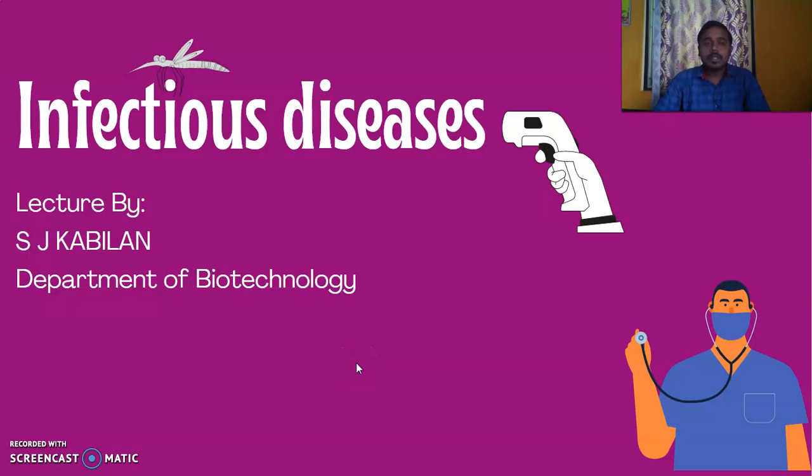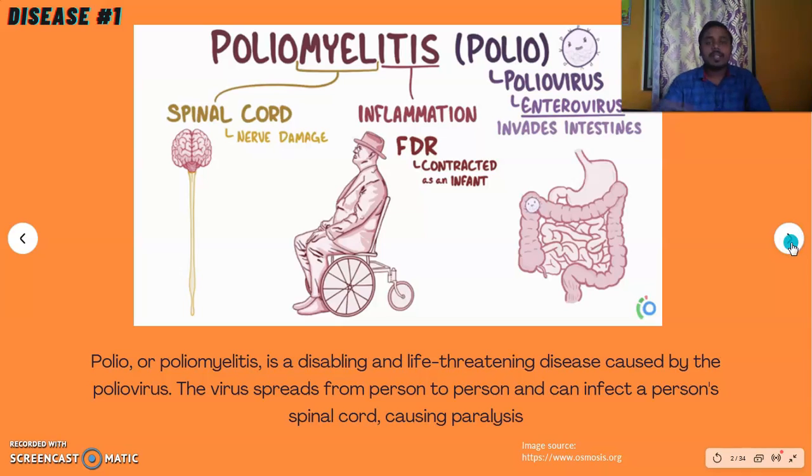Welcome everyone. Now we are moving into the last segment of this unit 4. Here we are going to discuss six infectious diseases which are caused by various pathogens. And here we are going to study the disease-causing pathogens and how our immune system is fighting against them. So first, in this particular video we are going to see the first disease, that is poliomyelitis or polio.